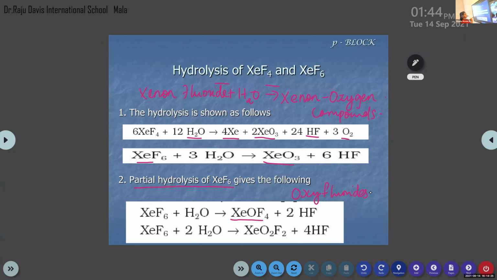On complete hydrolysis, xenon oxygen compounds will be produced, that is XeO3. And on partial hydrolysis, oxyfluorides will be obtained: XeOF4, then XeO2F2. Both are oxyfluorides. Here this XeO3 is a xenon oxygen compound, obtained on complete hydrolysis. On partial hydrolysis, oxyfluoride will be obtained.